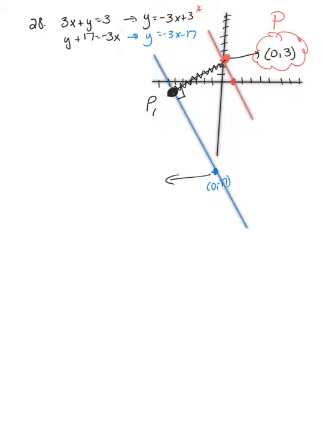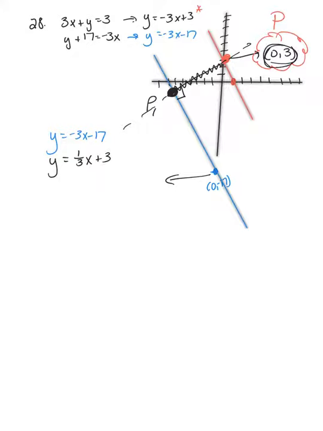And to find that point, I need the equation of the blue line and the equation of the black line. The equation of the blue line, lo and behold, they have already given it to us. The equation of the black line is easy to find because I know that my slope is the negative reciprocal, and I already know my intercept is 3. So those were easy to come up with.